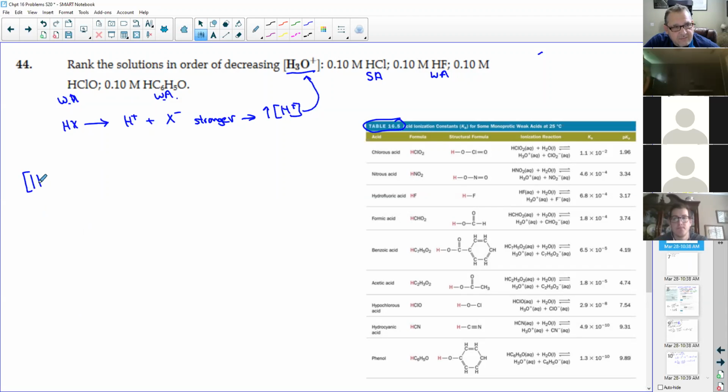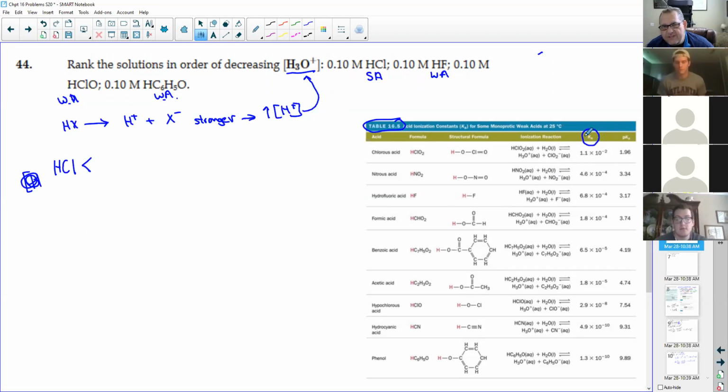So the strongest is going to be the HCl. I don't need to put brackets around it. It's just going to be HCl. But beyond that, we've got all these weak acids, and the weak acid's ionization is going to depend on what this value is for Ka.